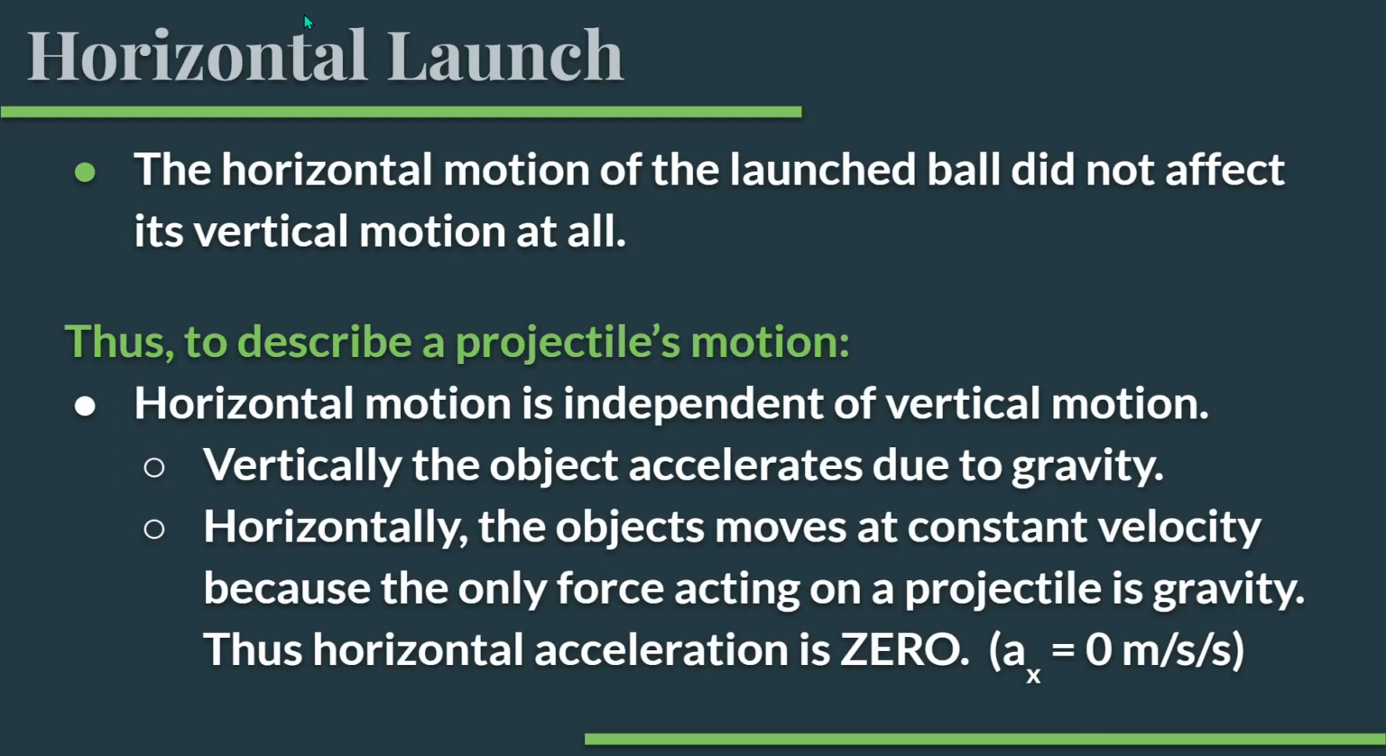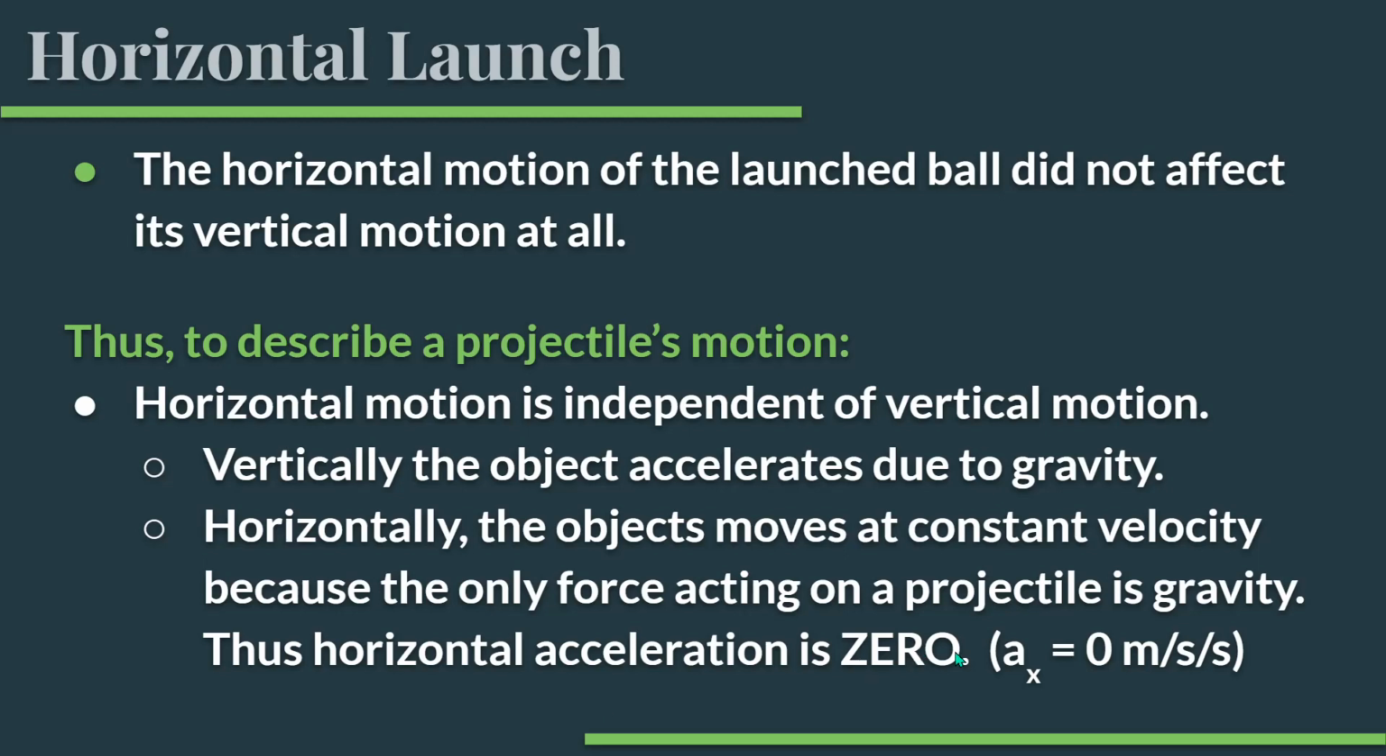Okay, and again, it says that here. Thus, to describe a projectile's motion, horizontal motion is independent of vertical motion. Vertically, the object accelerates due to gravity. Horizontally, the objects move at constant velocity because the only force acting on them is gravity. If there are no other forces acting on them, they will move at constant speed once they are launched, or of course, the other one that was dropped straight down won't be moving at all horizontally. Thus, horizontal acceleration is 0 in either case.